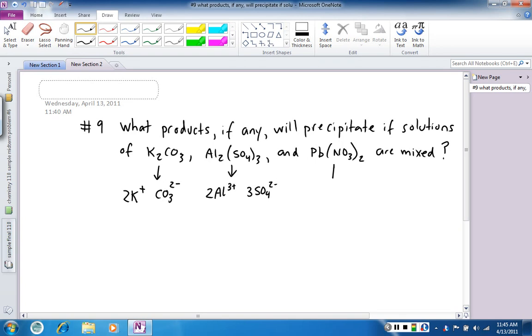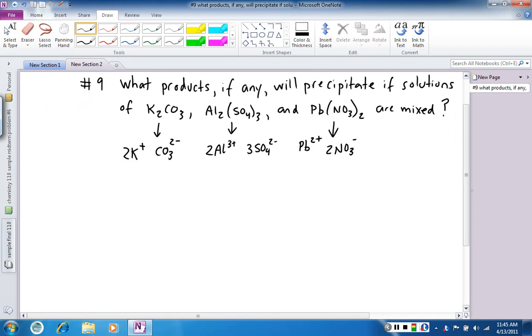The next one, NO3, is negative 1. So you'd have 2 of those. If NO3 is negative 1 and you've got 2 of them, that means that Pb has to be plus 2. So the next step, once you have your ions, you need to combine the positives with the negatives with each of your species. So what I do is I draw arrows.